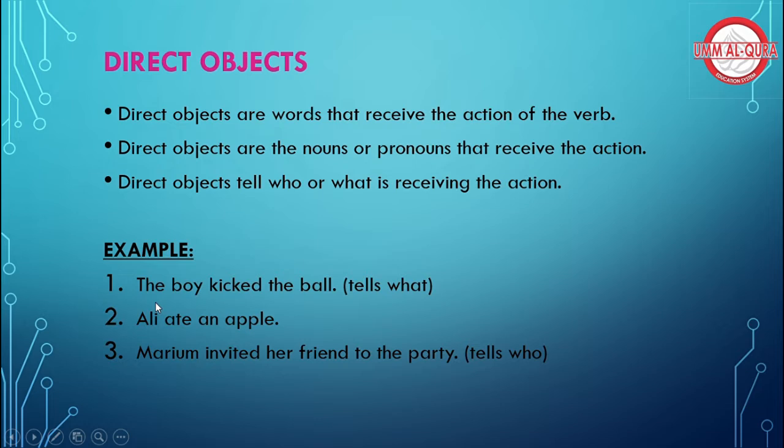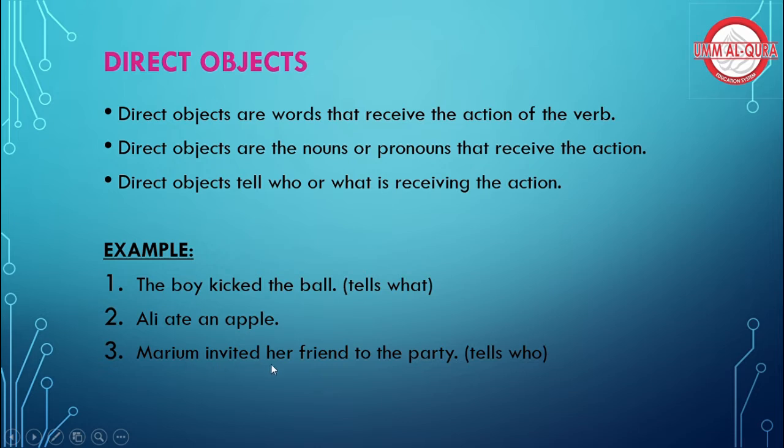For example, the boy kicked the ball. What did he kick? He kicked the ball. He is directly performing the action on the ball. So the ball here is the direct object. Similarly, Ali ate an apple. He ate something. What did he eat? He ate an apple, direct object.